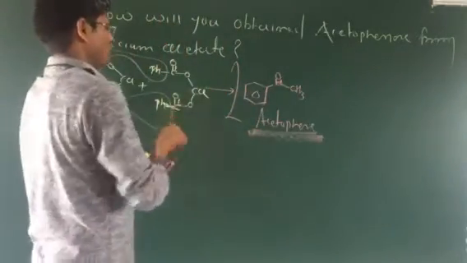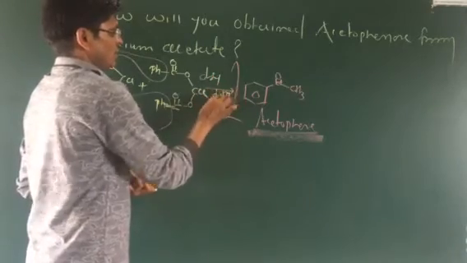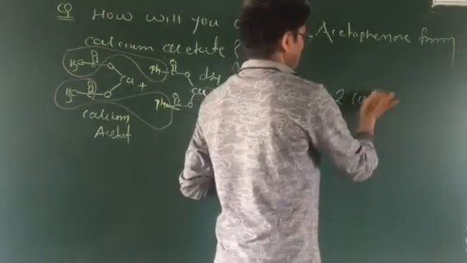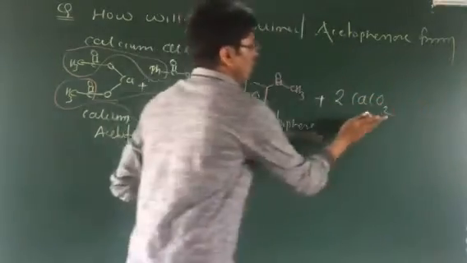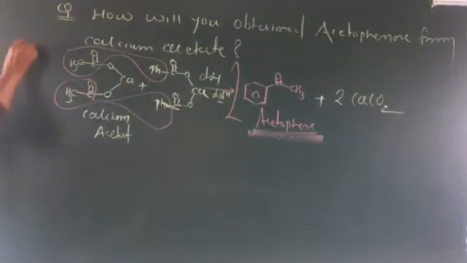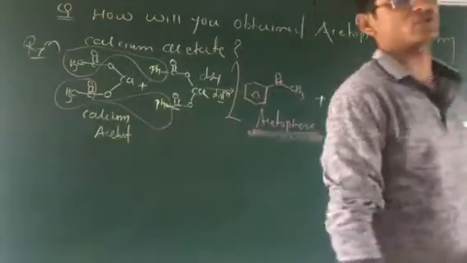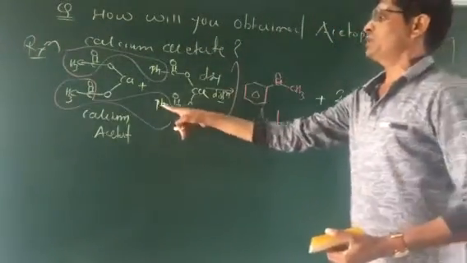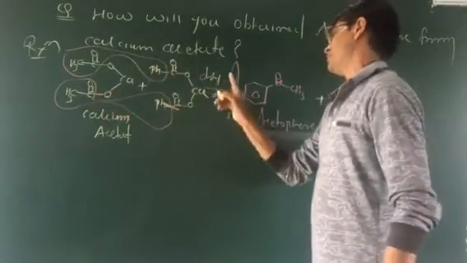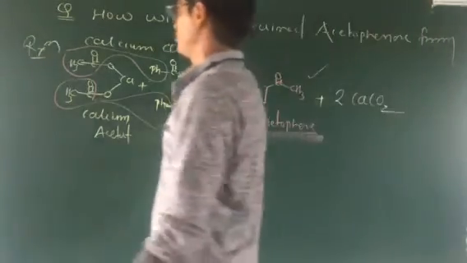The reaction condition is dry distillation, and a side product is also formed: 2 mole of calcium carbonate. Such types of reaction take place. This is the preparation of acetophenone from calcium acetate and calcium benzoate. This is calcium benzoate, this is calcium acetate. When calcium benzoate reacts with calcium acetate by dry distillation, acetophenone is formed.